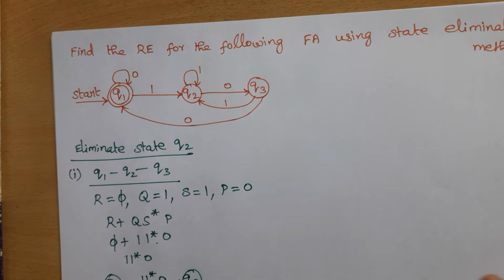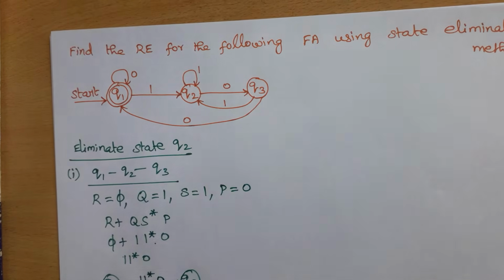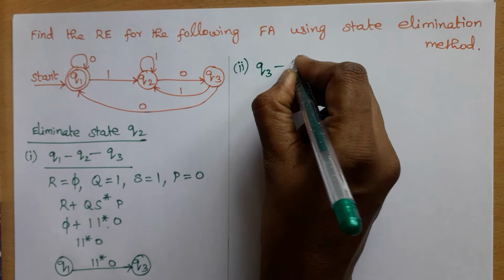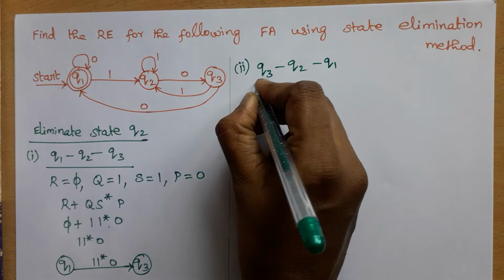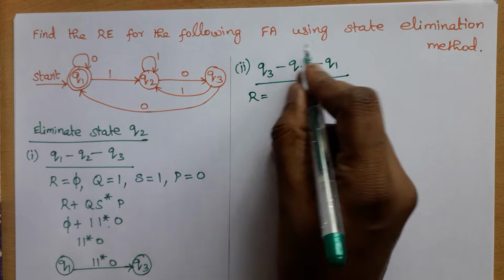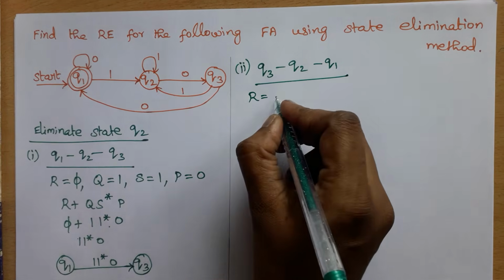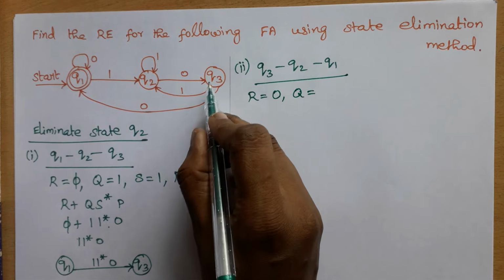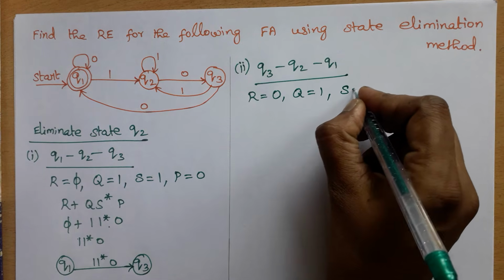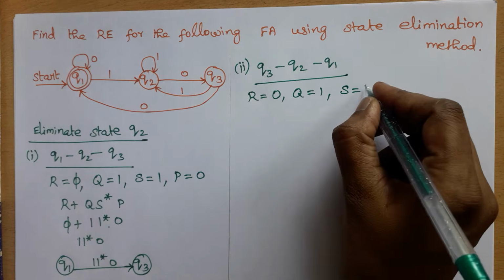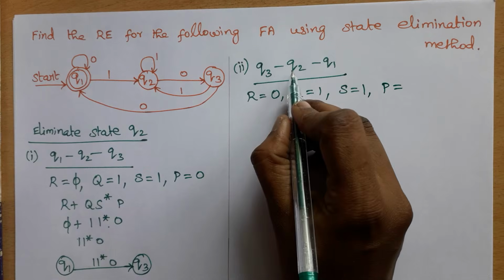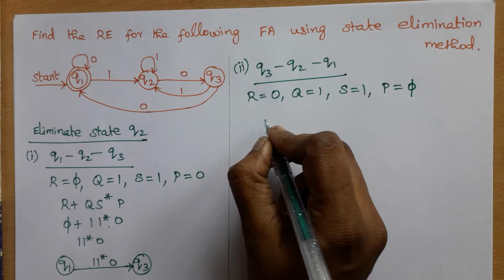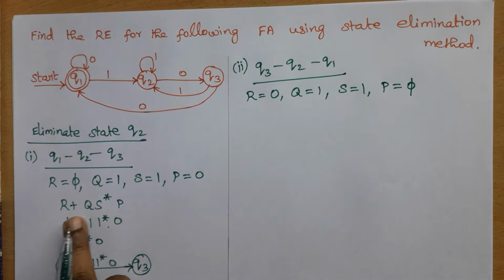Then we have to consider the second path, Q3, Q2, Q1. So case 2 is Q3, Q2, Q1. Here R is Q3 to Q1, which is 0. Then Q means Q3 to Q2 is 1. Then S, Q2 to Q2, is 1. Then P, Q2 to Q1. Q2 to Q1, there is no path, so phi.